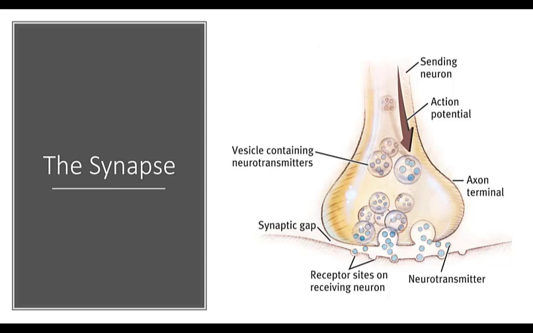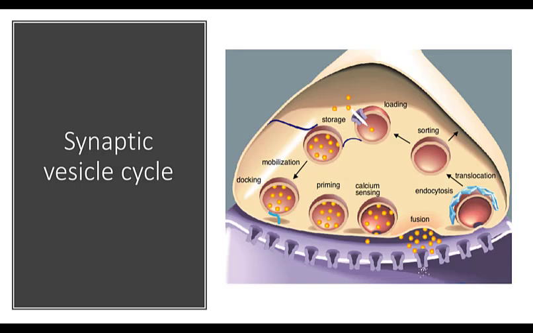Let's take a closer look at the process of how these vesicles store and release neurotransmitters. There are 5 main steps to the vesicle cycle that I want us to focus on. The first one is loading, the next one is docking, the third one is priming, the fourth one is fusion, and the last one is translocation and endocytosis. So let's take a look at loading first.